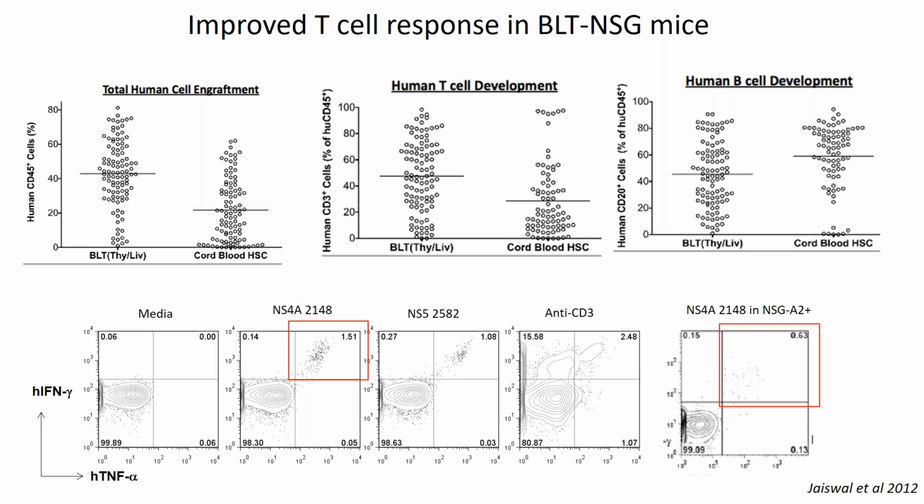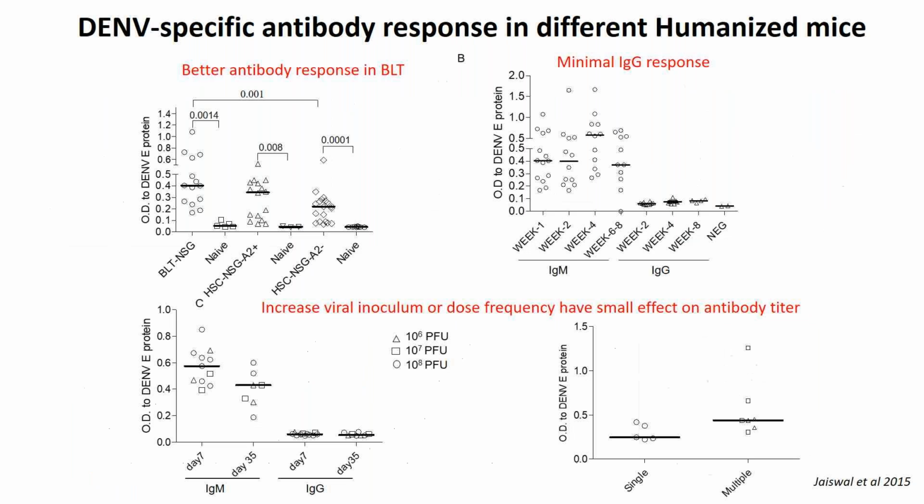So with all these sets of data, we suggested that the BLT animals are a good model indeed to study T cell response to an antigen. So what about the B cell response? Here I'm showing the dengue specific antibody response in a different animal model.